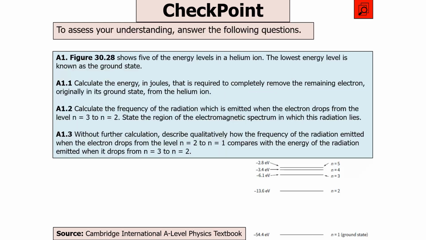The next question says, figure 30.28 shows 5 of the energy levels in a helium ion.